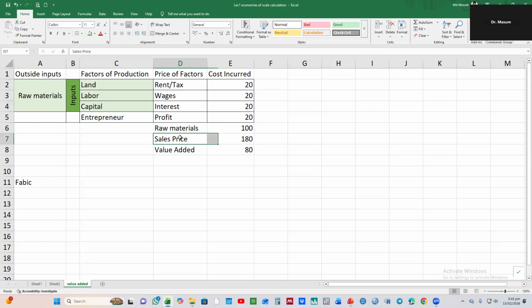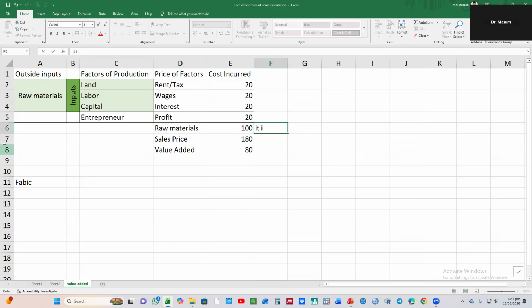And the total sales price here is 120. So when we are setting a $120 sales price, what is the value added? We say it is what we have added inside the company. So this is outside value added. The raw materials' value added is not the value added of the company.